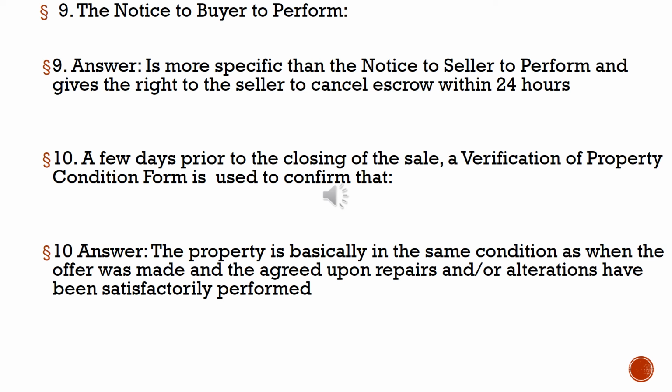Question number 9. The notice to buyer to perform, answer, is more specific than the notice to seller to perform and gives the right to the seller to cancel escrow within 24 hours. Question number 10. A few days prior to the closing of sale, a verification of property condition form is used to confirm that, answer, the property is basically in the same condition as when the offer was made and the agreed upon repairs and/or alterations have been satisfactorily performed.